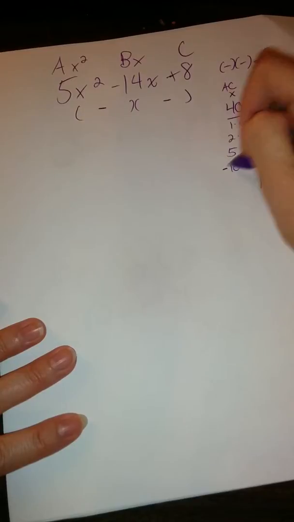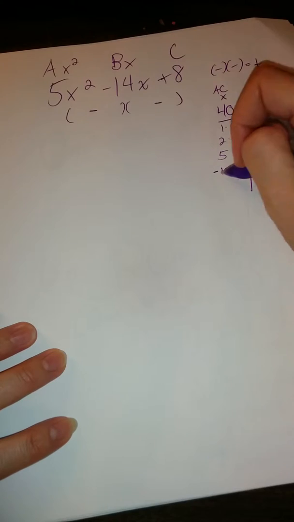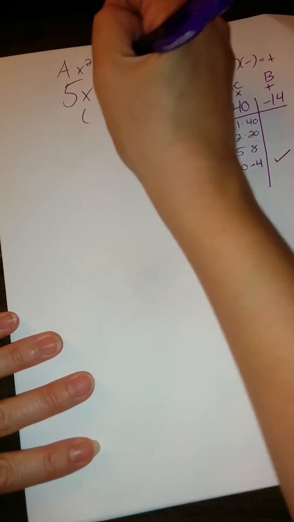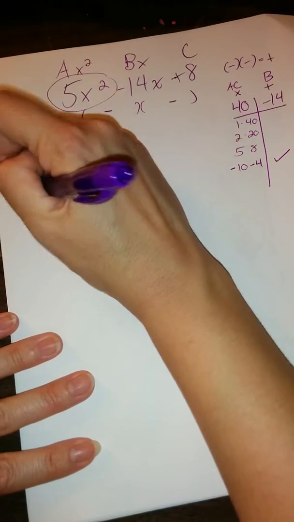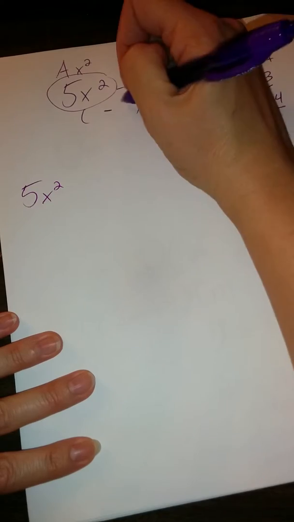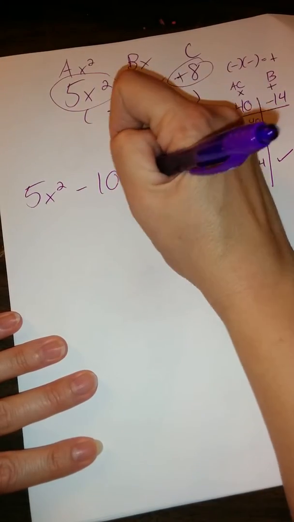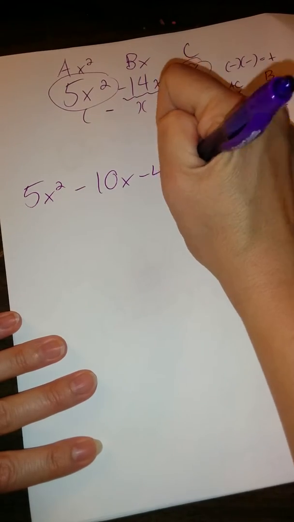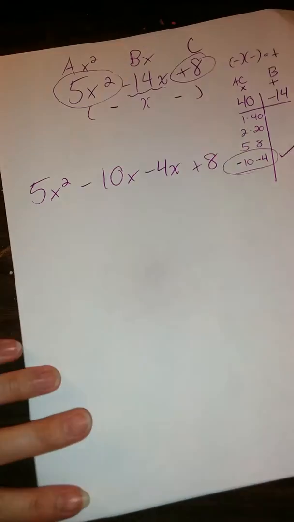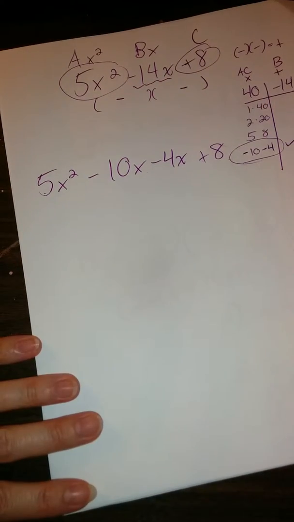A negative 10 times a negative 4 gives me a positive 40. A negative 10 plus a negative 4 gives me the negative 14. These are my two terms. Okay, long route. First term, 5x squared. Last term, positive 8. Splitting our middle term, the negative 14x, we're going to call that negative 10x and negative 4x. And we got that right from here. Okay? So let's count: 1, 2, 3, 4 terms. When we have 4 terms, we're going to factor by grouping.